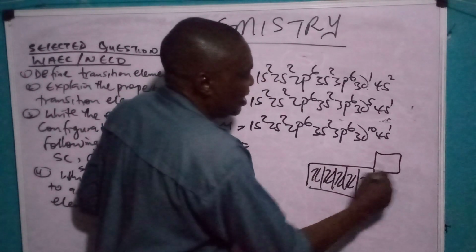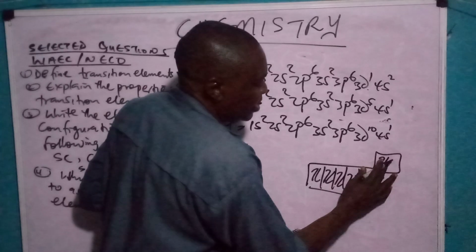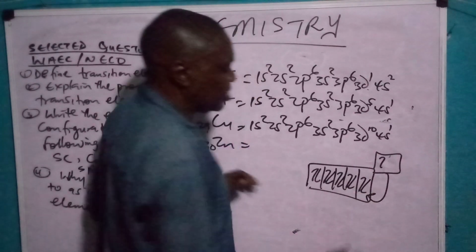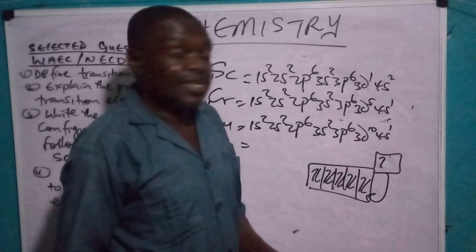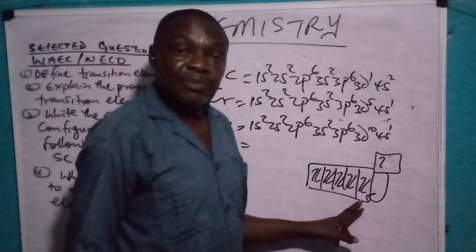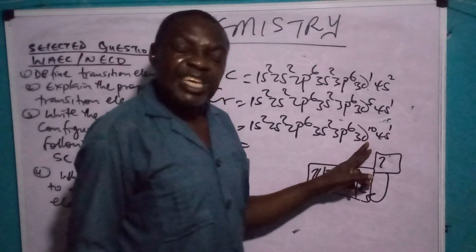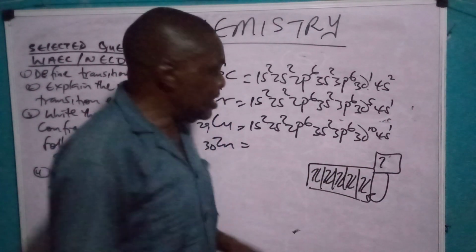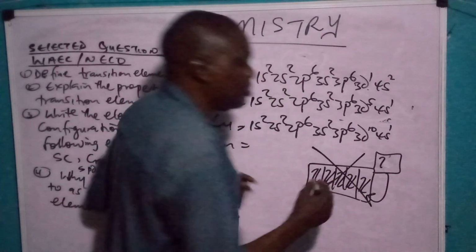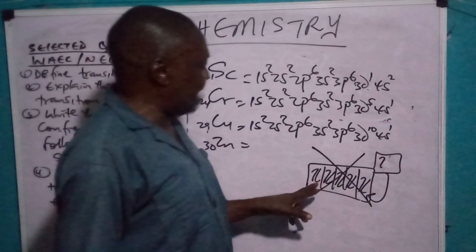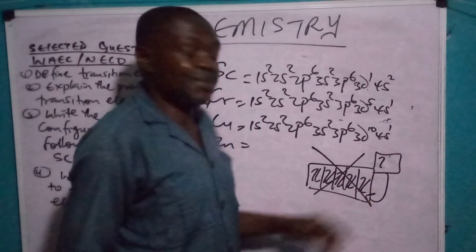3d10. Then 4s2 that is supposed to be like this will now remain 1, because one electron has been moved, not promoted actually, to the 3d orbital, making it like this. With that reasoning, this one is no more a transition metal, because it has the 3d orbital completely filled.